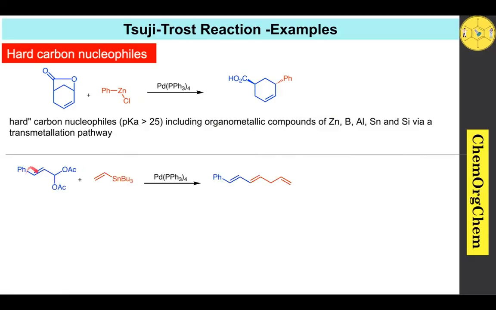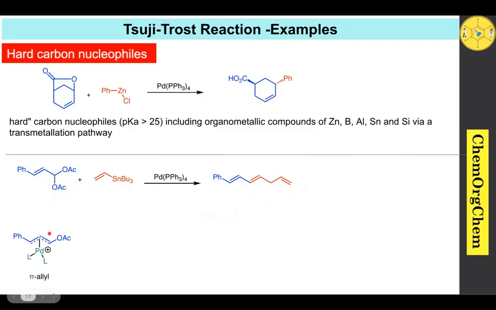So here you can see that there are two acetate leaving groups present at this carbon, which react with organostannane in the presence of palladium tetrakis that generates this corresponding product. So here what happened? Two allylic substitution reactions take place to produce this respective product. So let's see mechanistically how this reaction takes place.